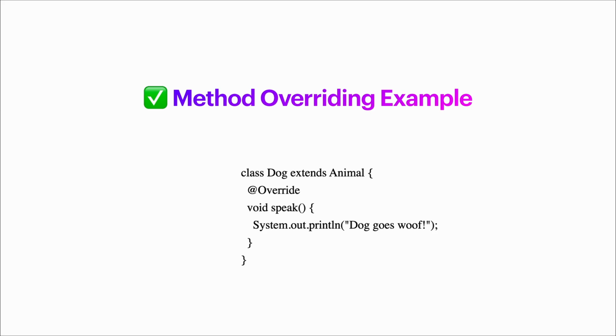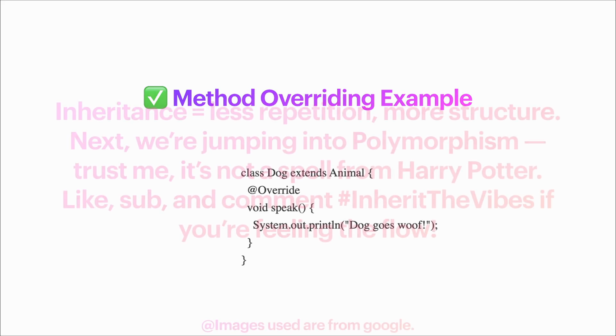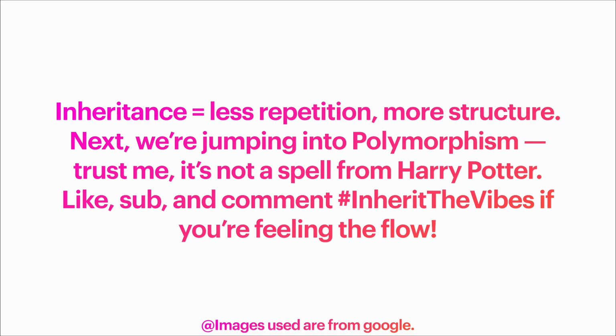When we add the @Override to the method in class Dog extends Animal, and we put the function below the @Override, the function we want to override from the parent, now we're able to override it. Speak now says "Dog goes woof". So instead of writing a new method, we can just override the initial one if it's no longer useful. But notice the same method name, but new behavior. So, inheritance equals less repetition, more structure.